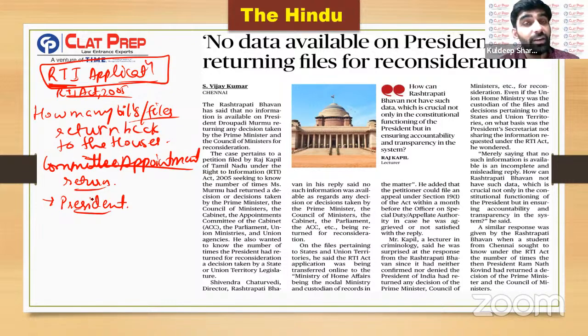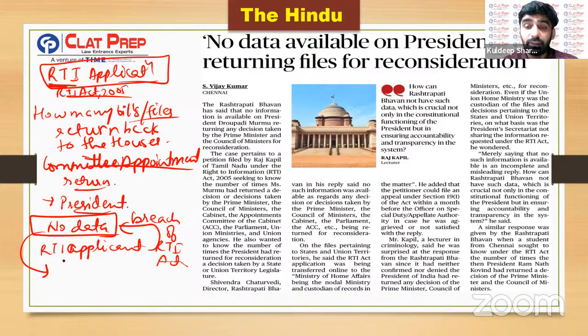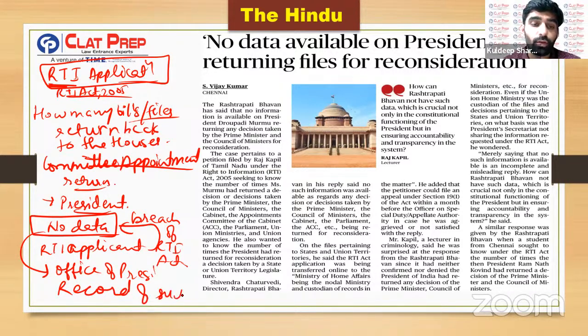And the reply from the President's office was that there is no such data. So that there is no such data. And here now this RTI applicant is saying that this is actually a breach of the RTI Act. It is a breach of the RTI Act because it is the responsibility of the office of the President, or any office of the government, to keep records of such things.